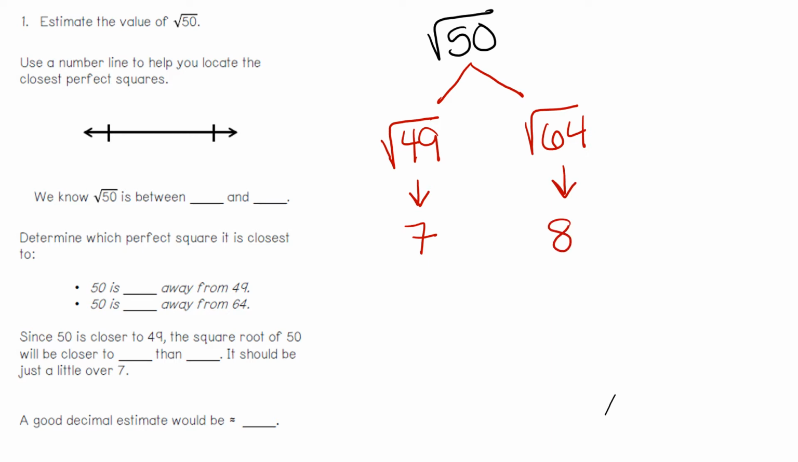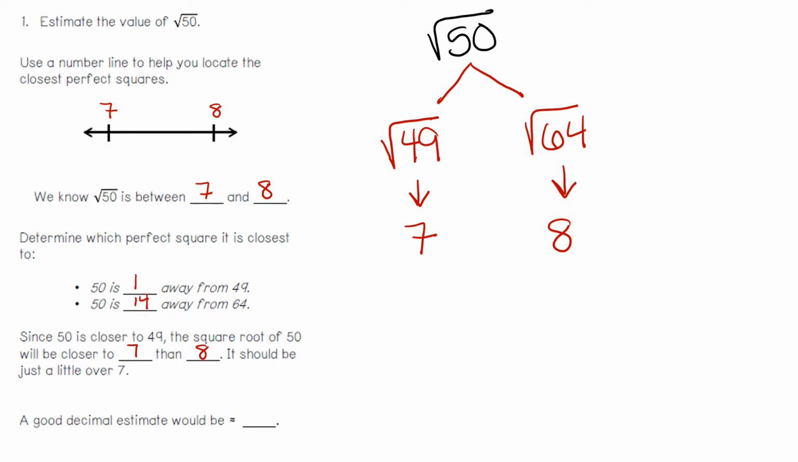And so we know that the square root of 50 is going to be somewhere in the middle of 7 and 8. So it's going to be between 7 and 8. We don't know the decimal yet, but we know it's going to be in between those two whole numbers. So we want to figure out which one it's closest to. If I start at 49 and go to 50, we only have to go up 1. So it's only 1 away from 49. In order to go from 64 to 50, we have to go 14. So therefore, we know that 50 is closer to 49. The square root of 50 will be closer to the 7 than the 8. It should be just a little over 7.